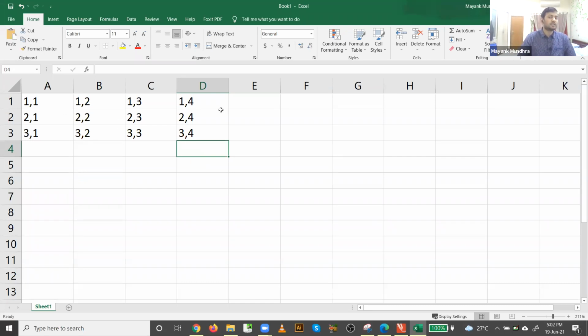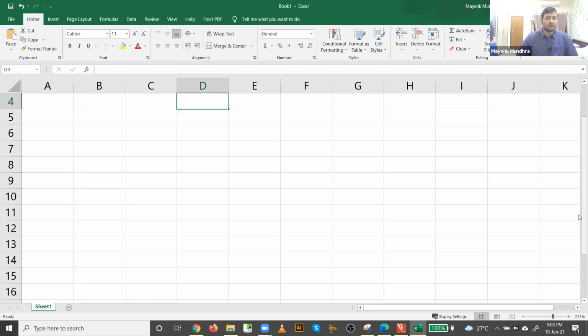This is the n cross n matrix, or you can call it the set n cross n. Each of these columns has the same size as the set of natural numbers. Each of these columns goes on till infinity. As you can see, I can press this down button as much as I want, it will go on till infinity.